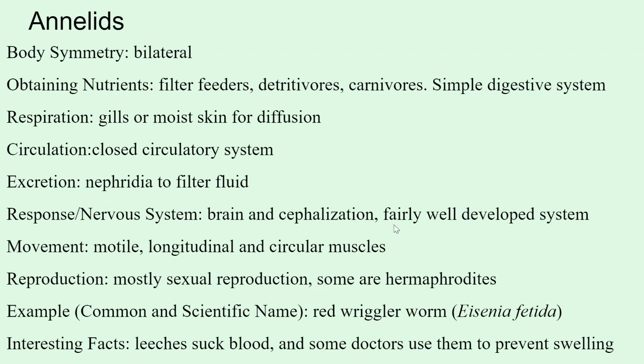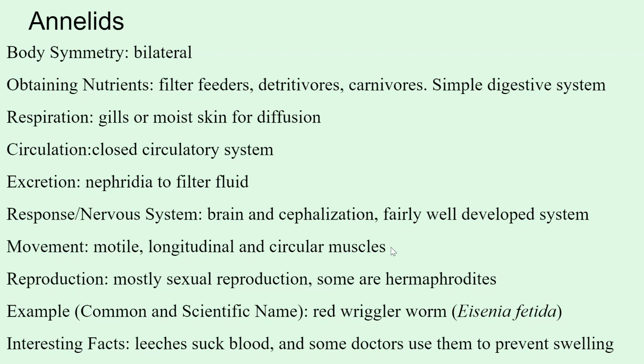Annelids have a brain and cephalization. They have a pretty well-developed nervous system compared to the other organisms we've talked about. They are able to move. Most of them are motile. They have two different types of muscles, longitudinal and circular, which allows them to move their body in the way that you think of a worm moving their body.